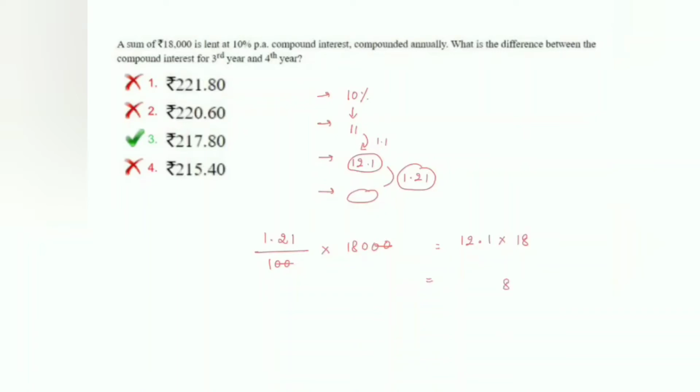18 ones are 18. 36, 37. Again 18 plus 3, 21. So the point is here. So the answer is 217.8. Look at the next one.